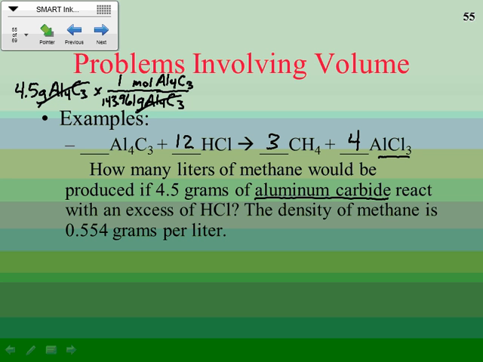So now we've got moles of aluminum carbide. What are we eventually working our way towards here? So we're going to go from moles of Al4C3 to moles of methane. Okay, that makes sense to me. So you're going to have 1. Okay, so 3 moles of CH4 for every 1 mole of Al4C3. Okay. And then we would go from moles.